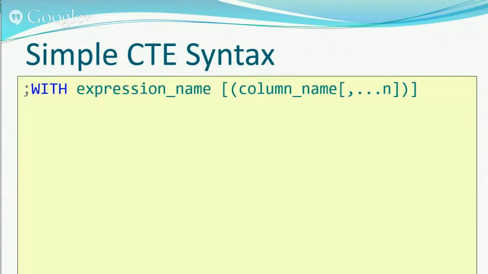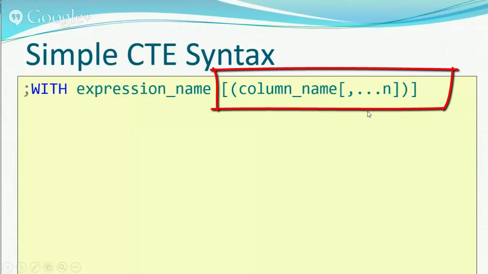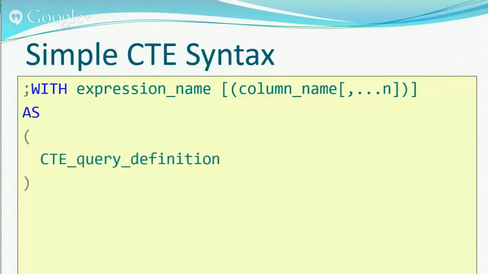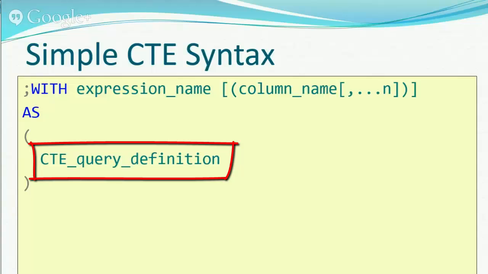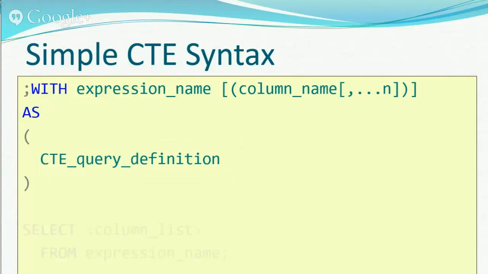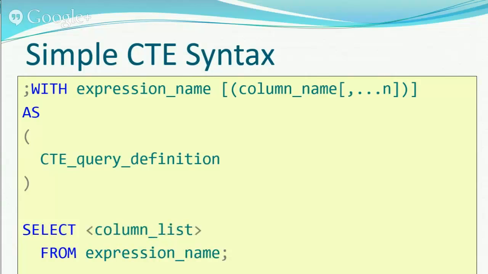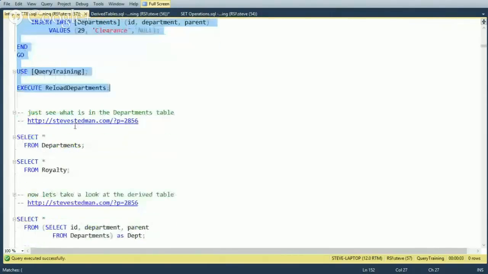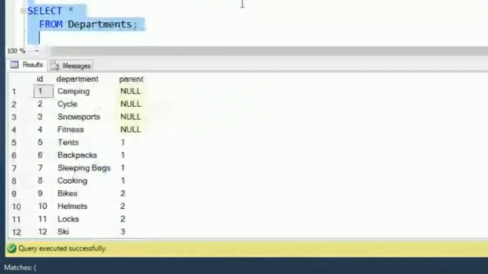So here it's WITH, and we give it a name, and then you can define some columns here, but they're completely optional. There's certain cases where you have to do it, but most of the time you don't need it. And then you use the word AS, and just like in a subquery, you put a subquery type query inside of parentheses. And then we select columns out of the same expression name that the CTE was given up top here. Select star from departments and see what we've got there.